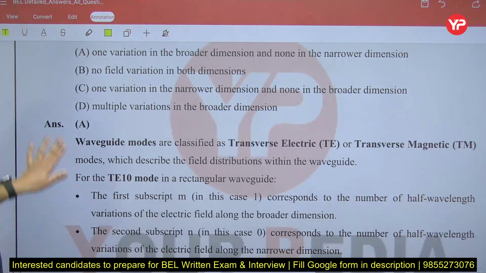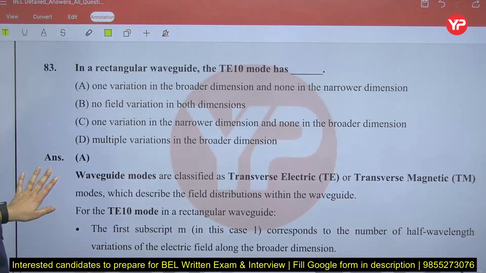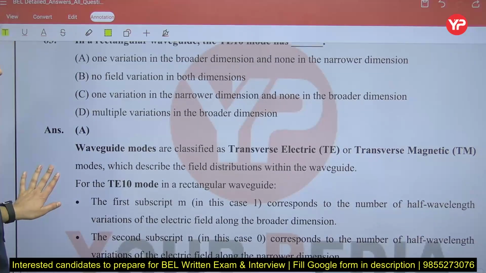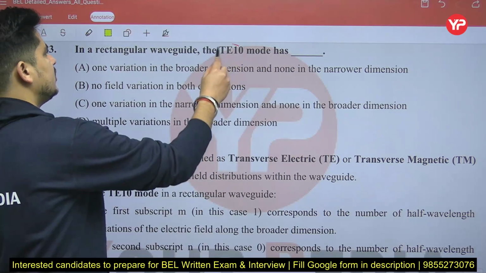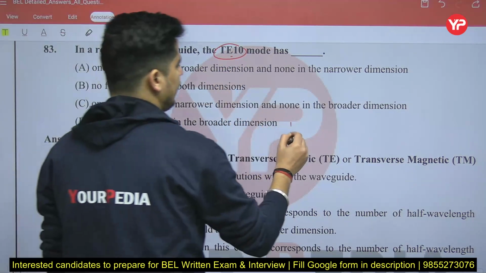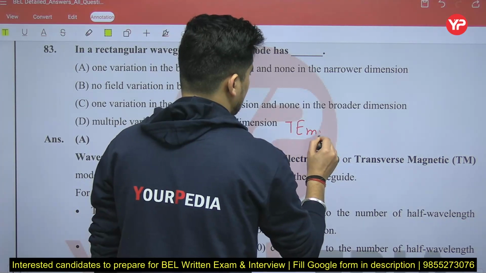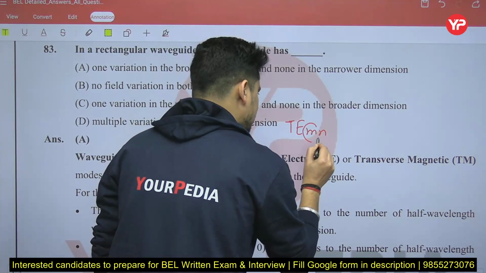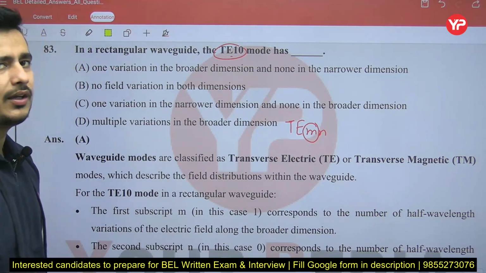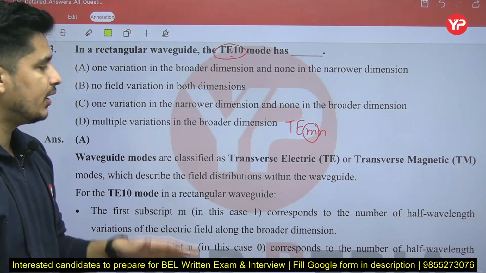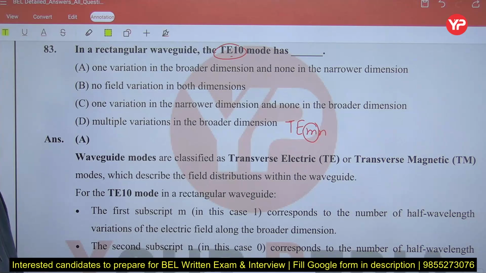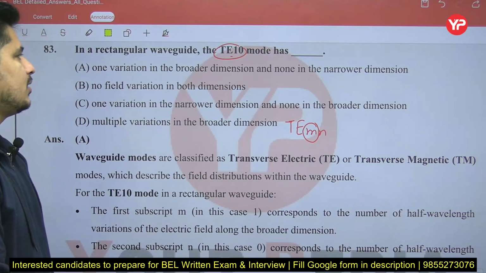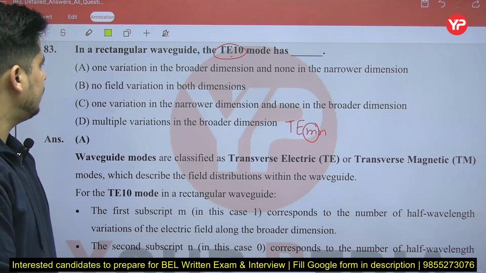In a rectangular waveguide, in TE10 mode, consider the first term. If we have a TEmn mode, what do m and n mean? m is the number of half-wave variations along the broader dimension, and n is the number of half-wave variations along the narrow dimension.